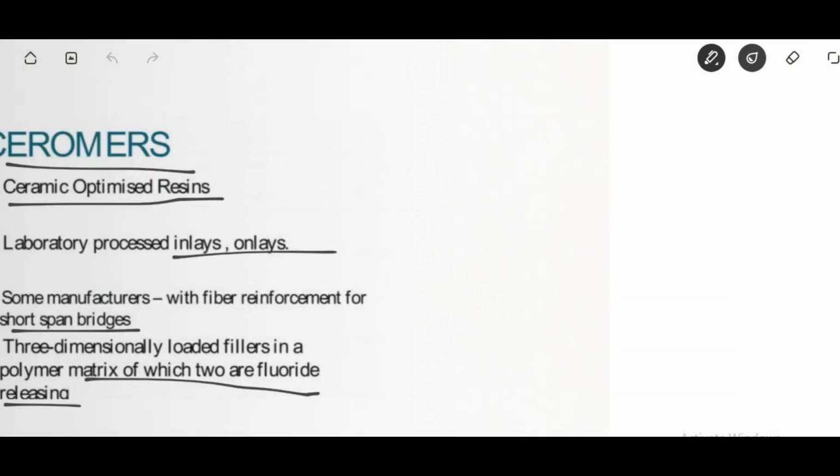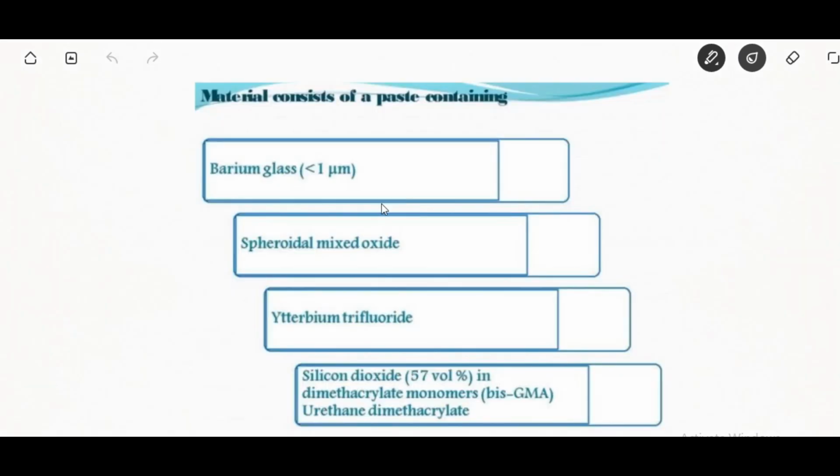So they are indicated in stress bearing areas, class 1, class 2 posterior restorations, class 3, class 4 anterior restorations, class 5 cervical caries, root erosions, etc.